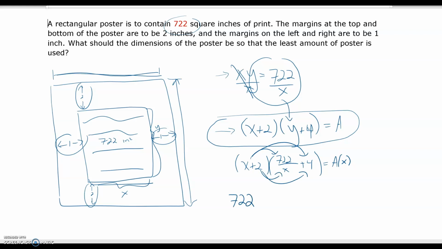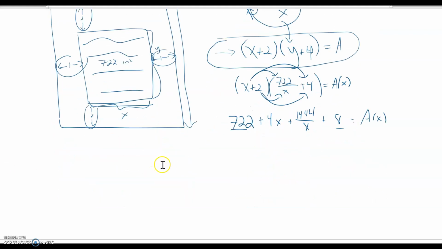So that's 722 plus 4x plus 1444 over x plus 8. Okay, I can add these together and I'll have my area function. So area equals, let's see, 4x plus 1444 over x plus 730.